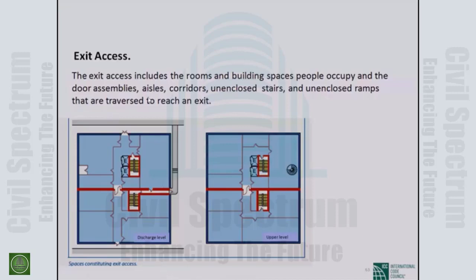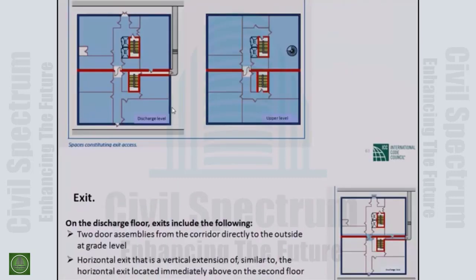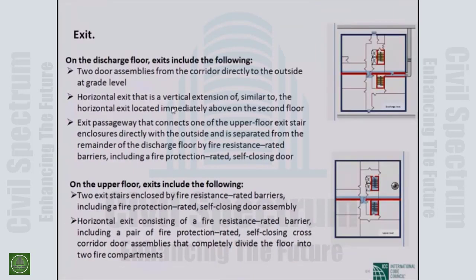The exit access, again, if I read this, the exit access includes the room and the building, the space people occupy, and the door assembly, aisles, corridors, unenclosed stair, and unenclosed ramps that are traveled to reach the exit. That is the exit access to reach up to the exit. Then the exit.